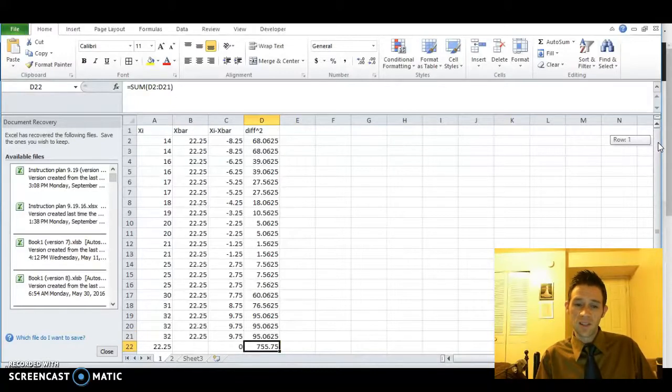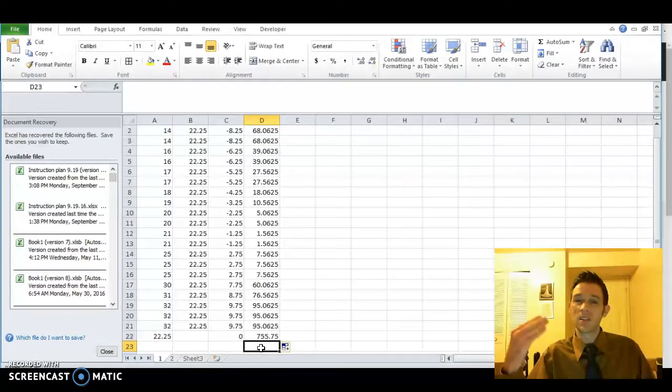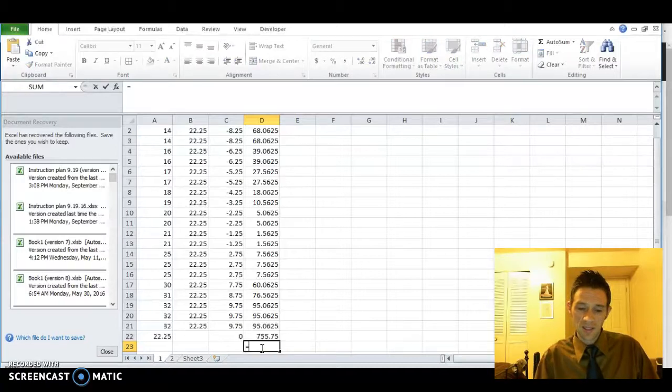And now if you remember, at some point here we have variance, and then we get to standard deviation. So we're at the variance checkpoint. We're just about there. So what we do for variance is take the sum of squared differences and we average it. Remember, standard deviation and variance are a measure of average variance or difference from the mean. So what we do is we take 755.75, we divide by 20.